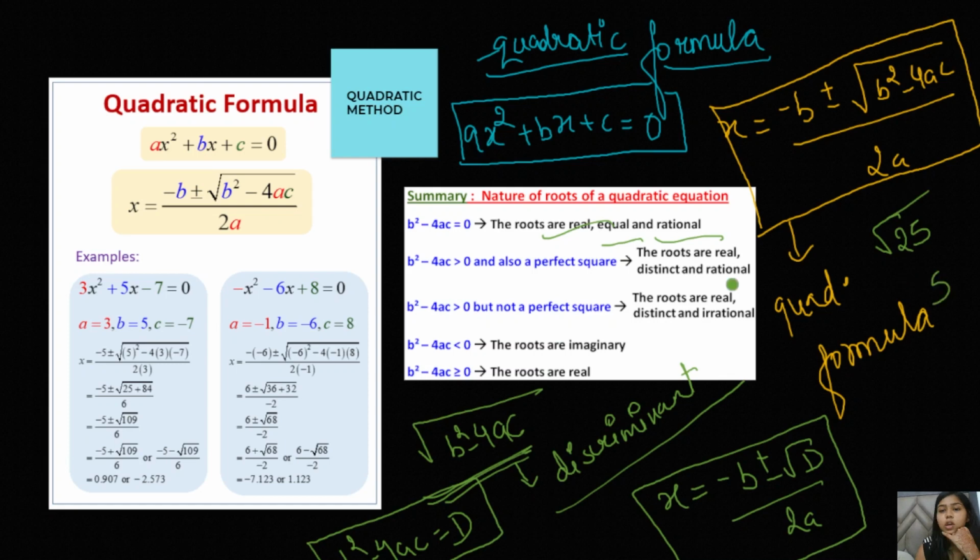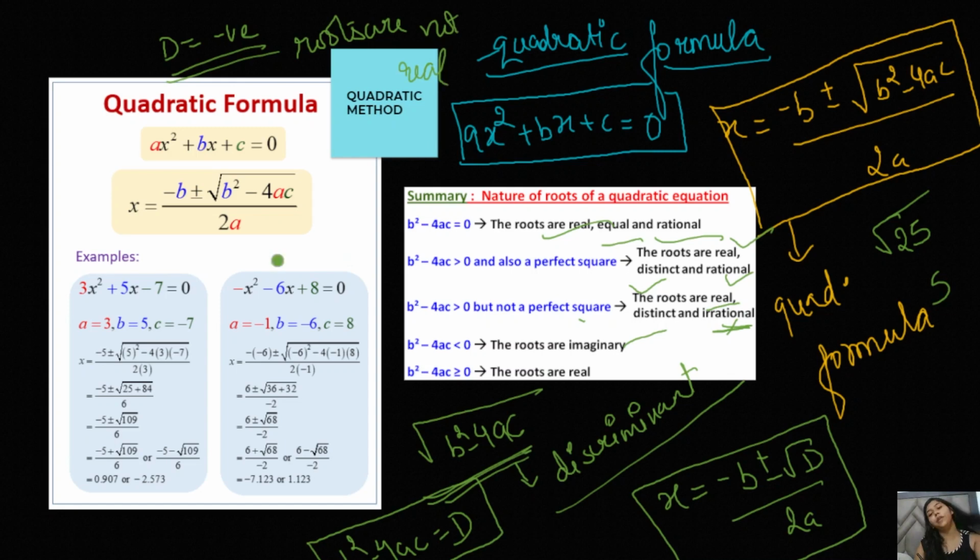In that situation the roots are real and distinct, meaning you will get two different roots, and they are rational too. But if it is not a perfect square, then they are real, distinct, but irrational. I hope it is clear. But if you get the value of D as negative, in that case the roots are not real, they will be imaginary.